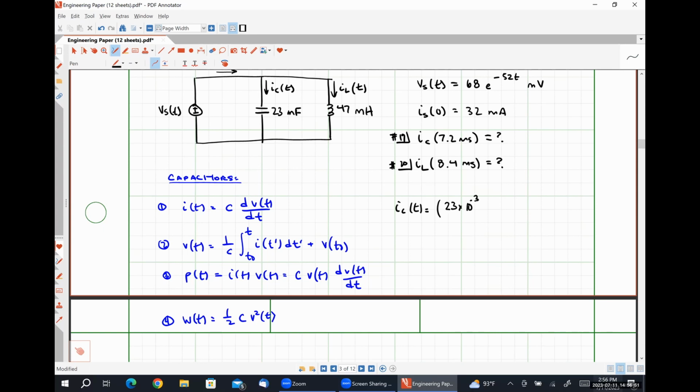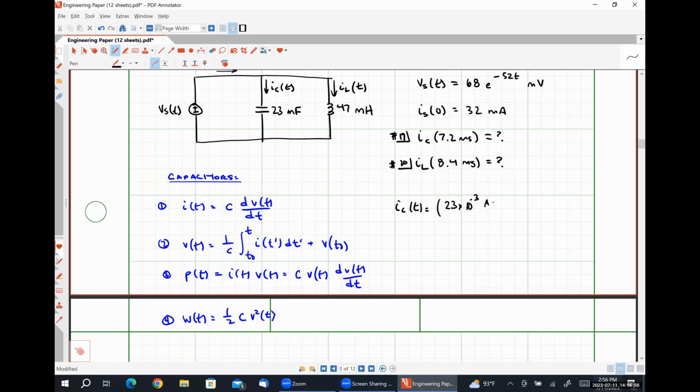And a milli, excuse me, so the milli is 10 to the minus 3. A farad is an amp second per volt times the derivative of my voltage, where the derivative of my voltage is going to be 68 times 10 to the minus 3 volts times negative 52 per second e to the minus 52 t. And if we look at our units here, this volt cancels this volt, this per second cancels this second, and so we're just left with amps.